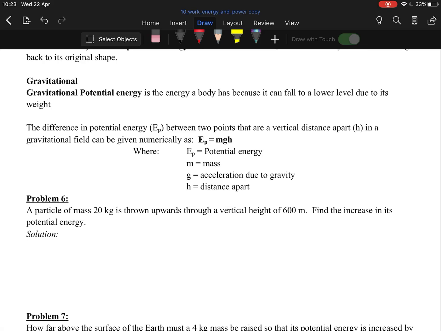The real thing we look at is gravitational. Gravitational is the one we examine in mechanics. It's also very important because it's going to come into play when we do circular motion. So gravitational potential energy is an energy a body has because it can fall to a lower level due to its weight. The three factors involved here are mass, acceleration due to gravity, and distance apart, height.